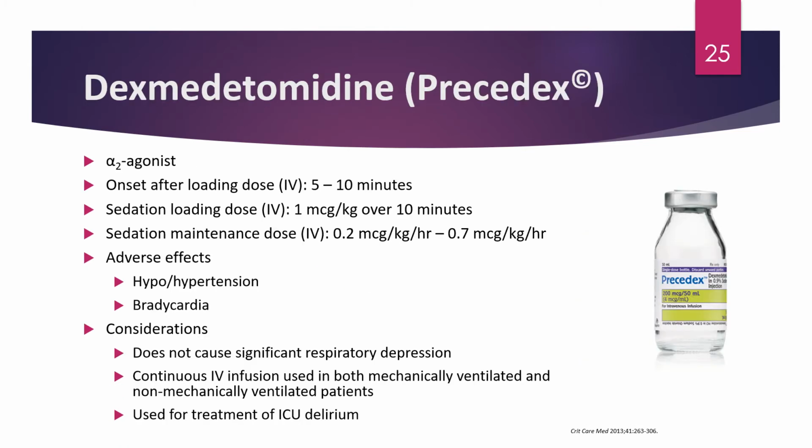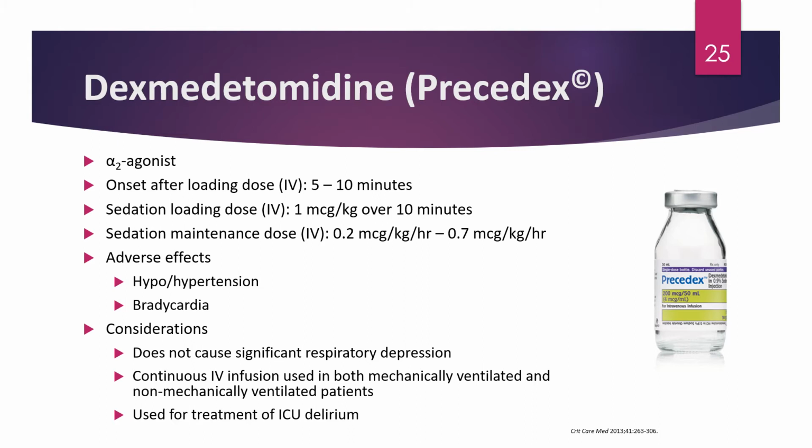Dexmedetomidine is the next sedative agent that we'll talk about. It's also known as Precedex. Precedex is an alpha-2 agonist. The medication that's commonly thought of as an alpha-2 agonist that's commonly used is clonidine. So it actually works by the same mechanism as clonidine, as an alpha-2 agonist centrally. Its onset after a loading dose is 5 to 10 minutes. Not all patients will receive a loading dose, however.